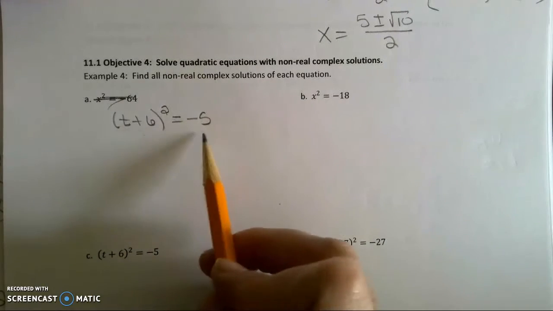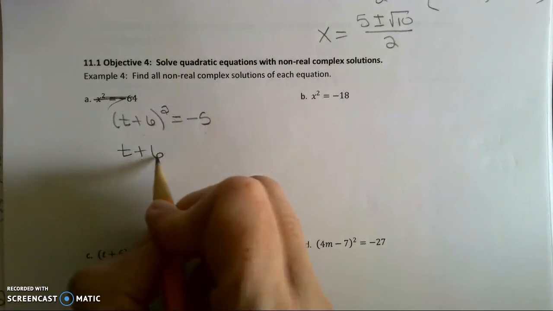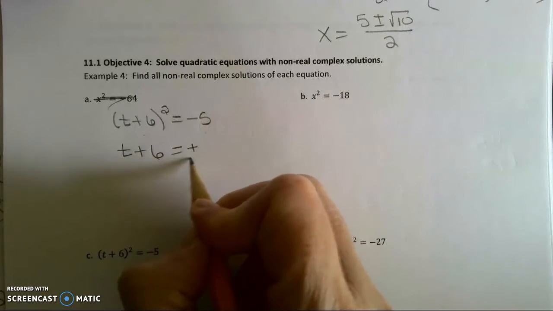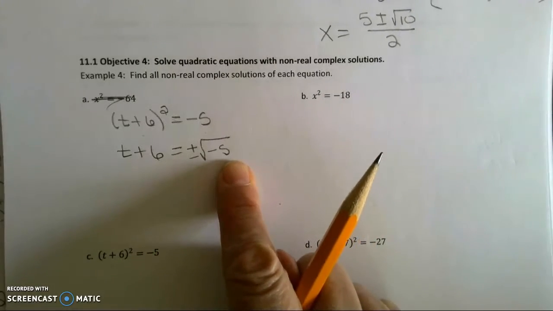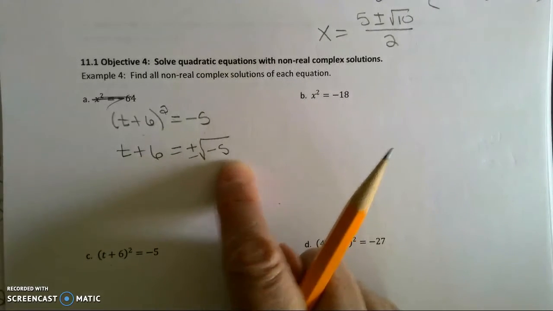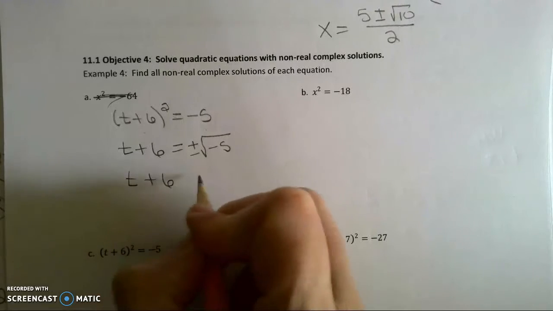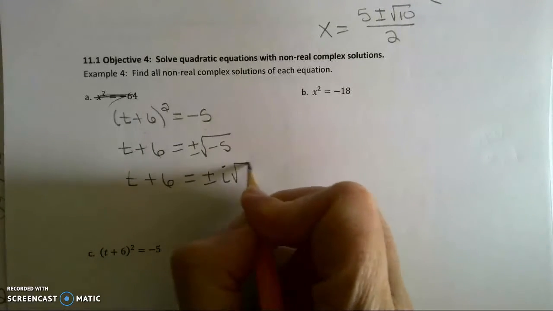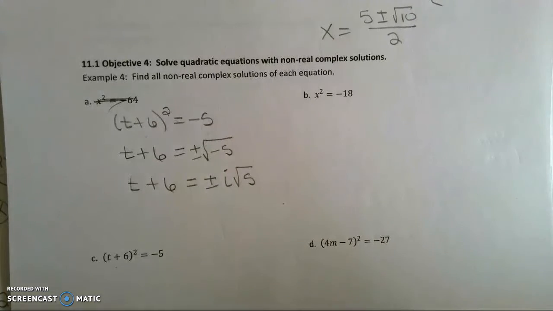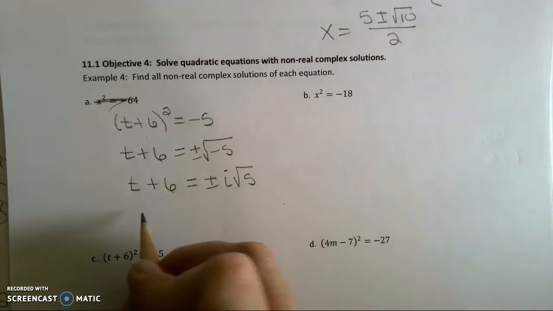Okay, so the first thing I'm going to do is take the square root of each side. Okay, now we have a square root of a negative number, so remember we're going to write that as i square root of 5. Okay, now I want to go ahead and get the t by itself, so I'm going to subtract 6 from both sides.